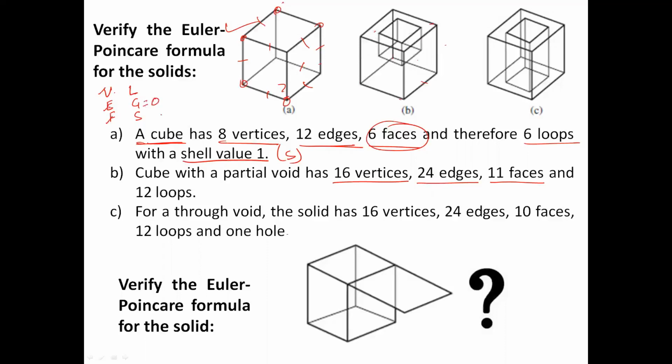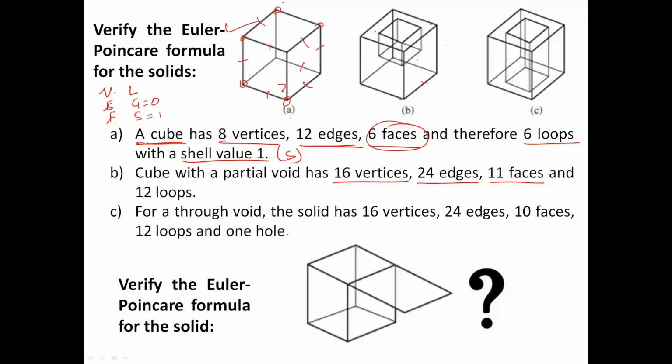0. Good. Shell is equal to 2? Why 2? Is it a single solid, or are there two different solids? Single solid. So S is equal to 1. Why S is equal to 1? Because what you did was you created a square and you extruded it to some depth. So the solid remains single. The solid has not changed. There are no two solids over here. So the value of S is 1 and G is 0.